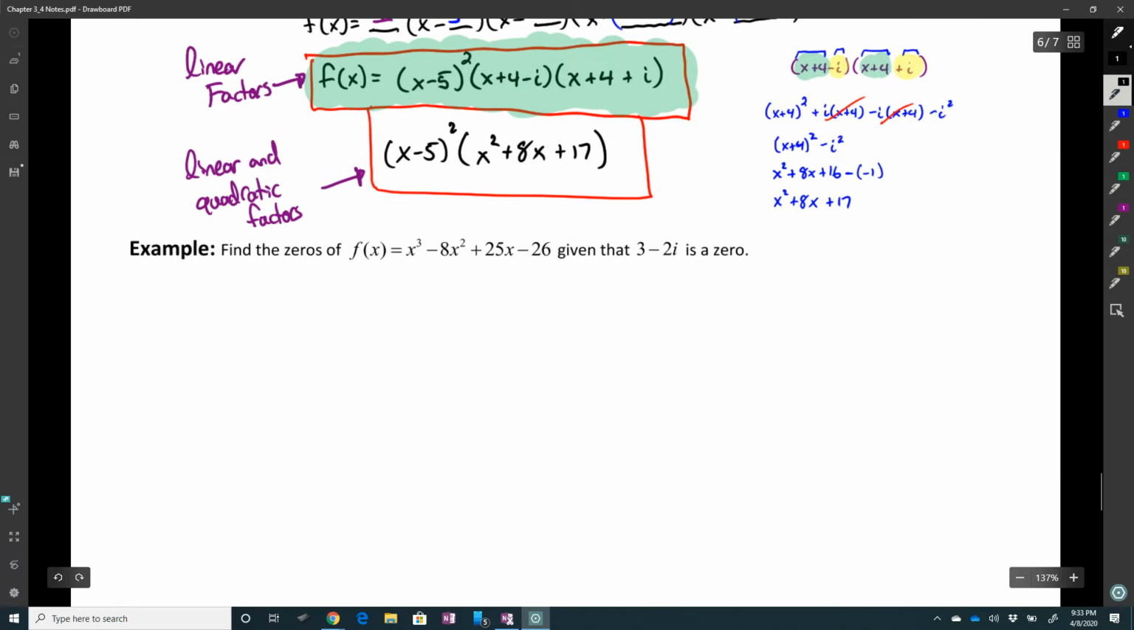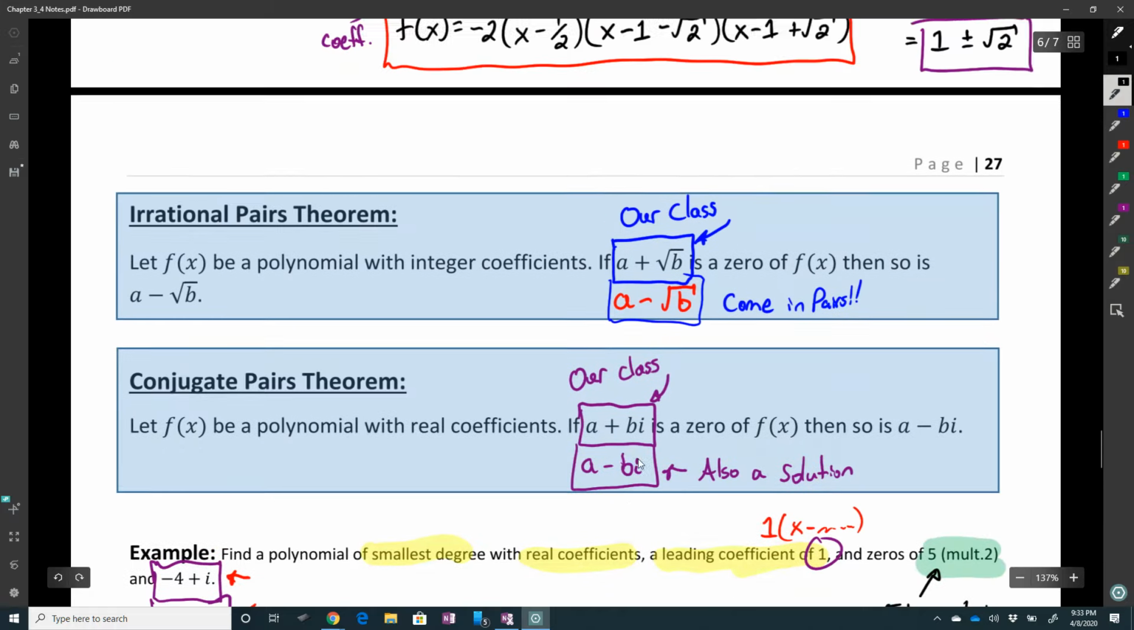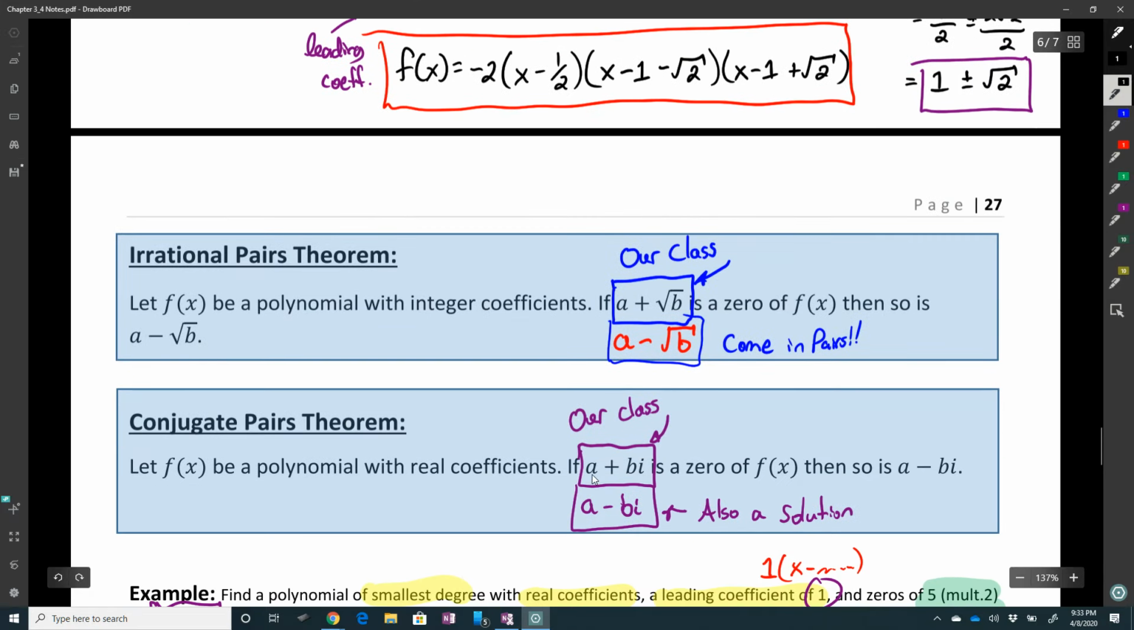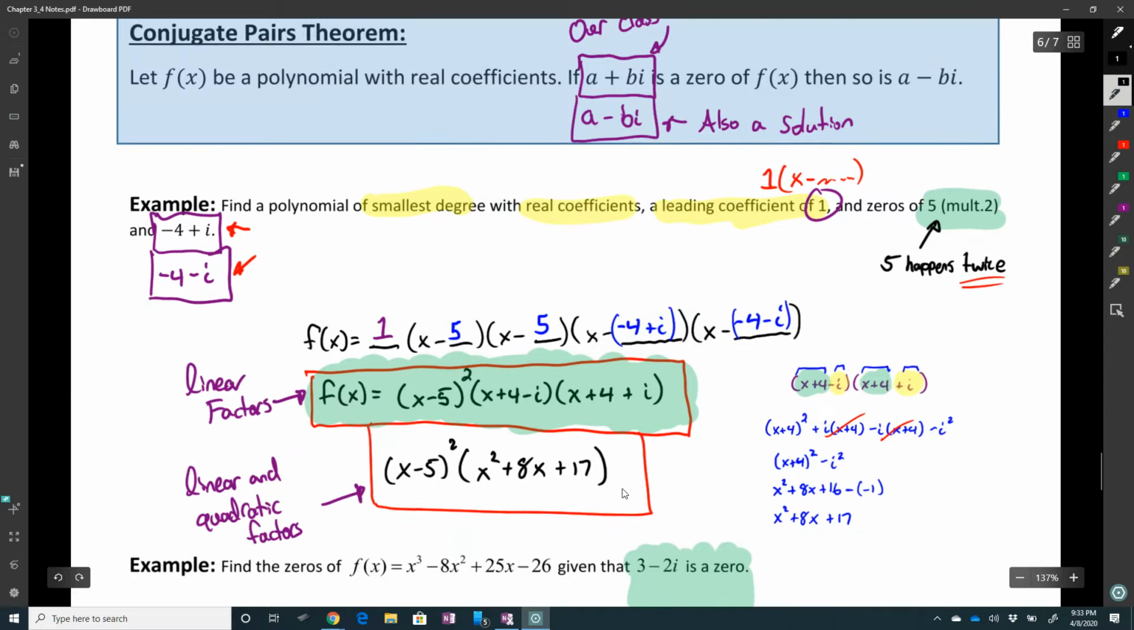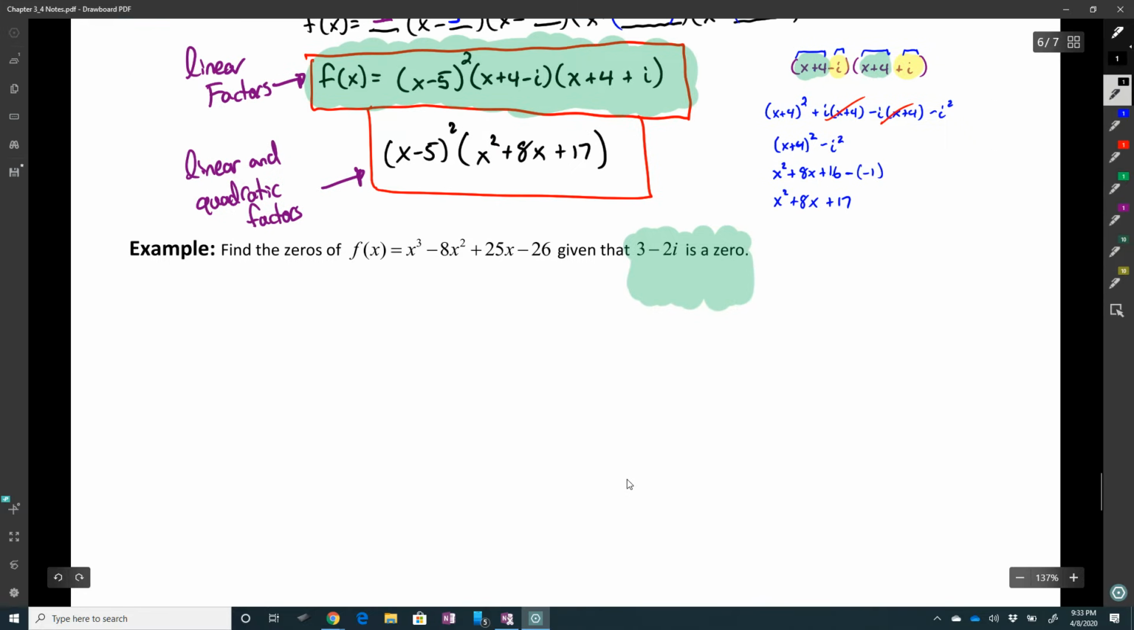This example, picking up where we left off, says find the zeros, so the x-intercepts, of this equation, given that 3 minus 2i is a zero. Since 3 minus 2i is a zero, we automatically know what the other zero has to be because of the conjugate pairs theorem on the previous page. If a plus bi is a zero, a minus bi is a zero. For the questions we're doing in this class, it's always going to work out like that. So 3 plus 2i is a zero.